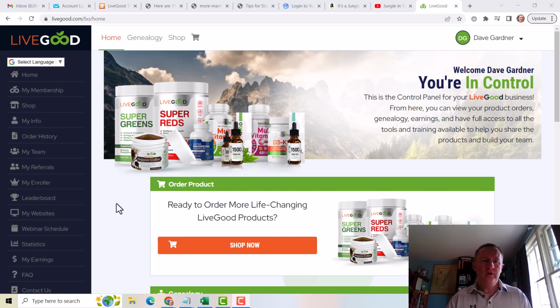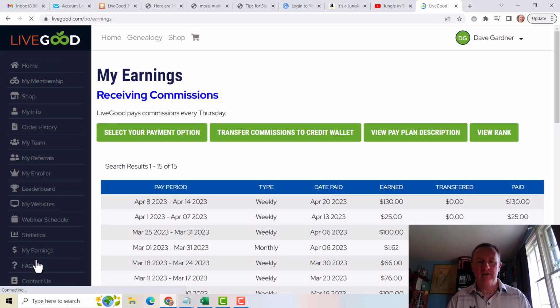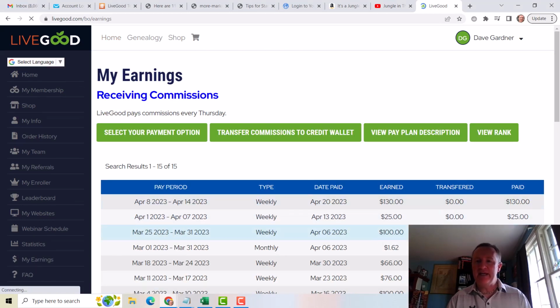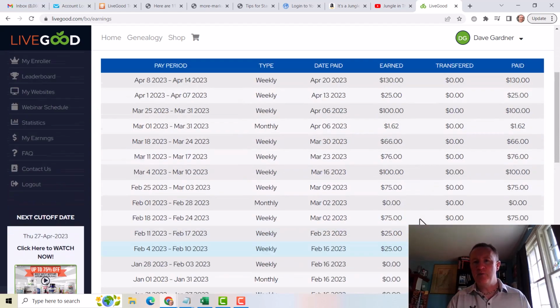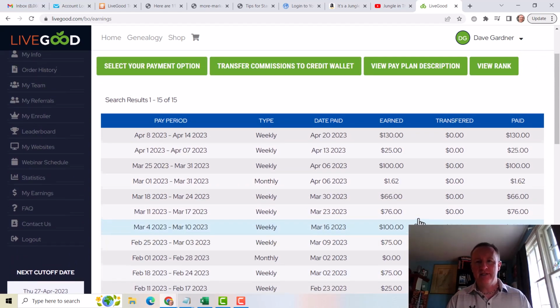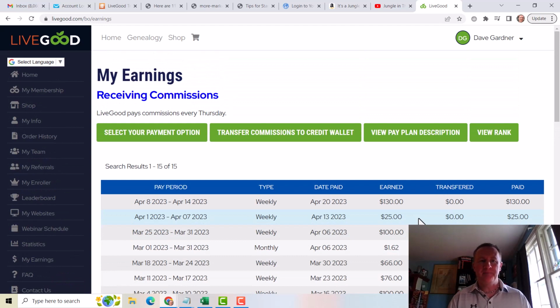And so what you want to do first, you really want to see where your numbers are at. There's a couple different ways. One way, if you go down to where it says My Earnings, if you click on My Earnings on the left, or maybe if you're on your phone, you can do the drop down to My Earnings, and you'll actually see how much you're making each week. I've made anywhere from $25 to $130 so far, pretty consistently week after week, because I am actively sponsoring people since I joined at the end of January 2023.